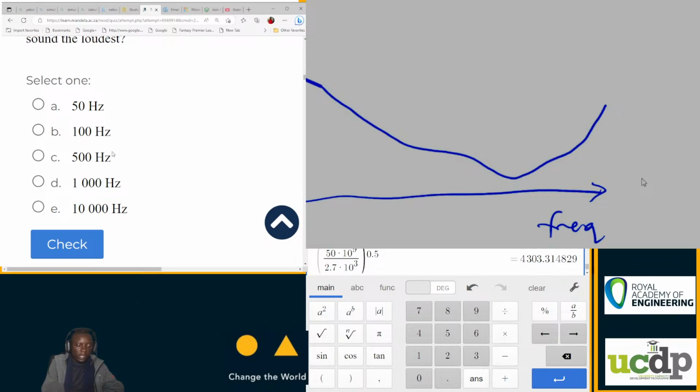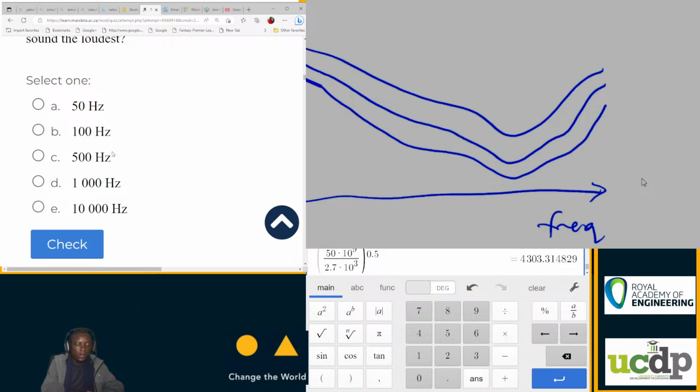So we'd have a number of those at different levels. The lines would represent the same energy, the same loudness. So that will be the same loudness heard for the different frequencies at these energies.